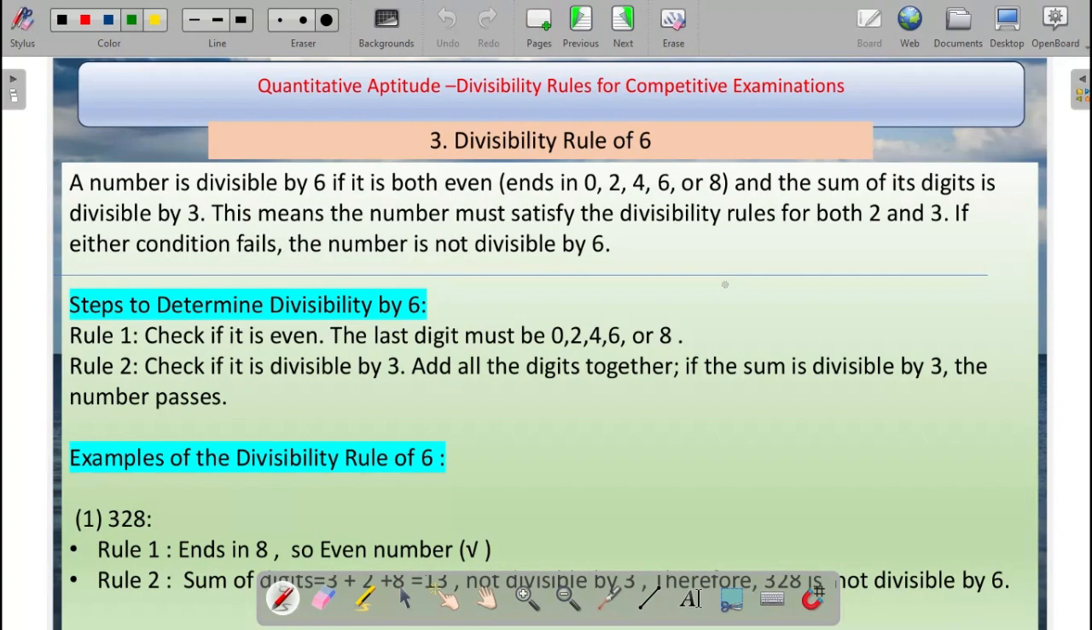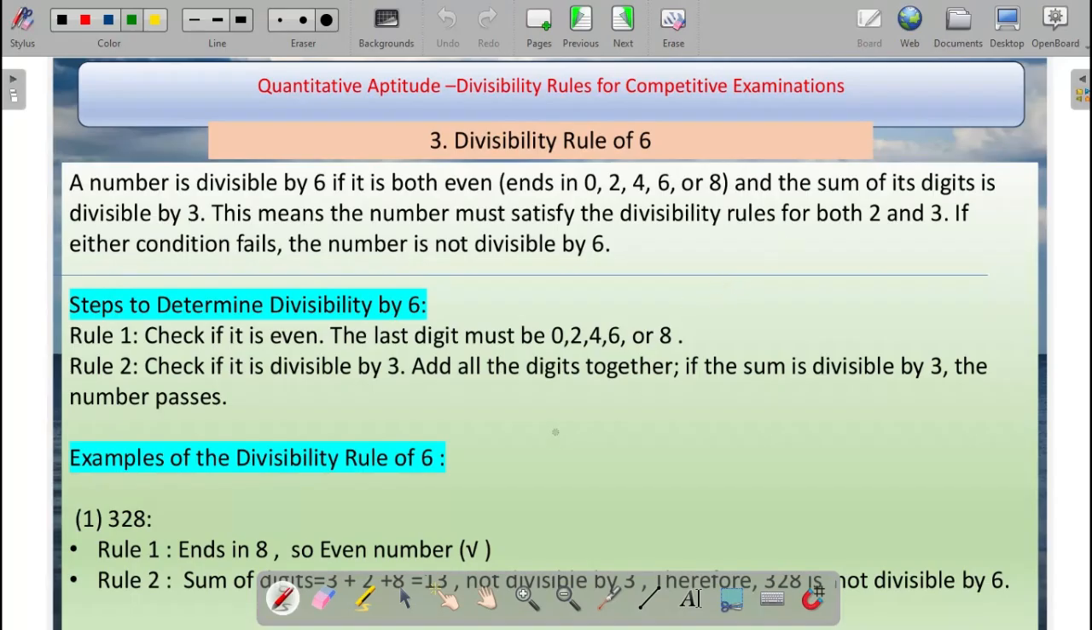So what will be the steps? First step will be, for any number given, first you will check if the number is even or not. If it is even, then you add all the digits together, and if the sum is divisible by 3, the number passes. That means it is divisible by 6.